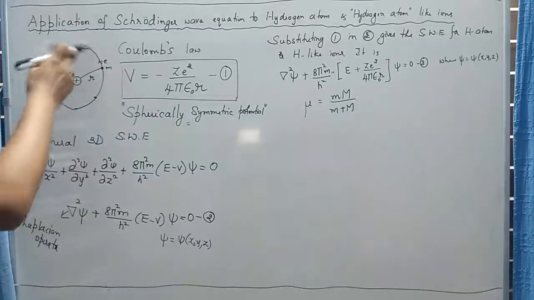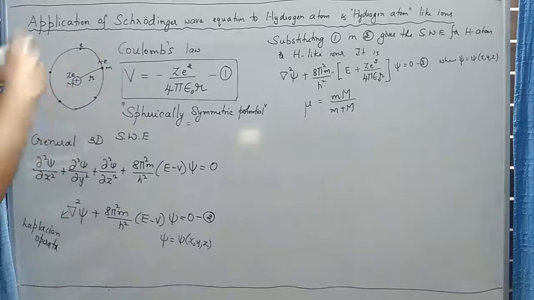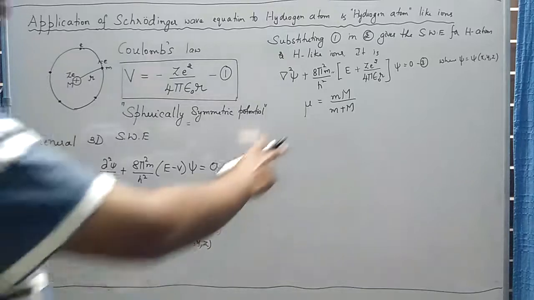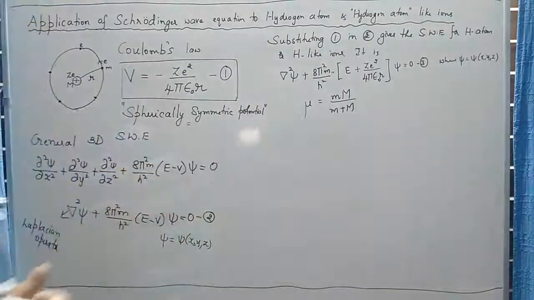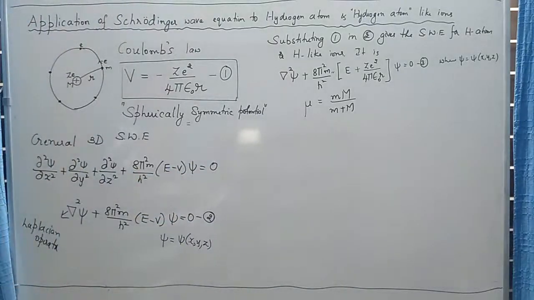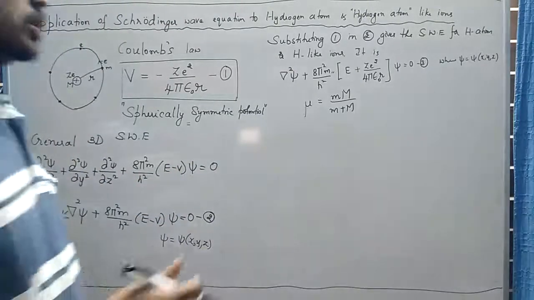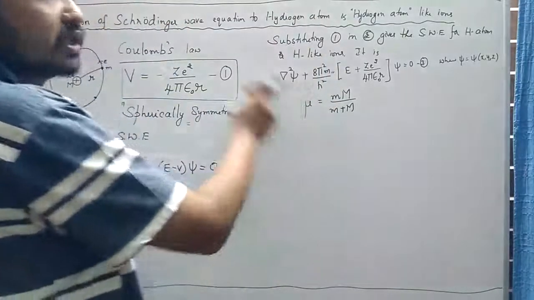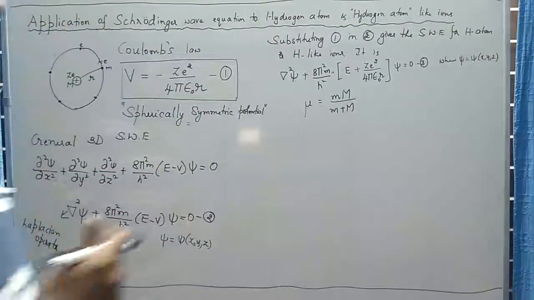So this system, which contains two particles, is replaced by an imaginary system, a model where there is a single hypothetical particle whose mass is given by the reduced mass mu, which is equal to the mass of the electron times the mass of the nucleus, divided by the mass of the electron plus the mass of the nucleus. So strictly speaking, this m in this equation should be replaced by the reduced mass mu.